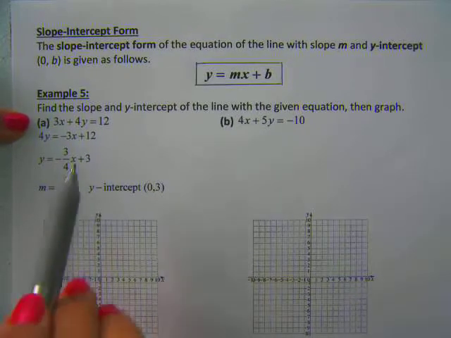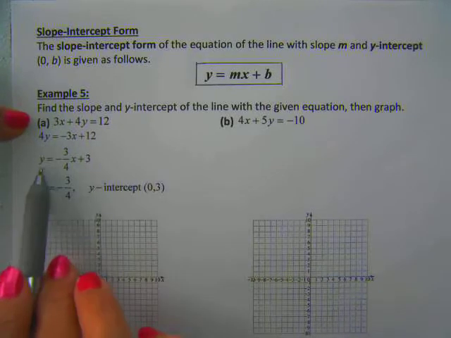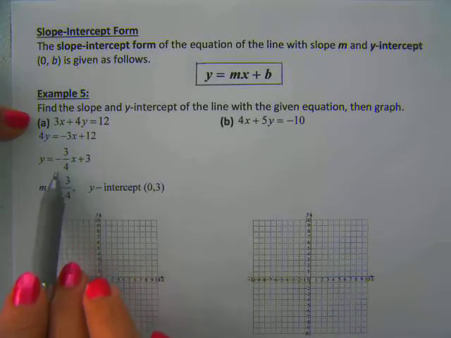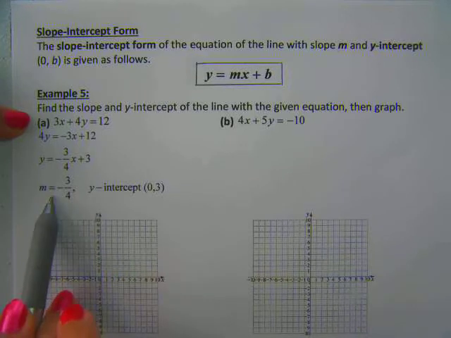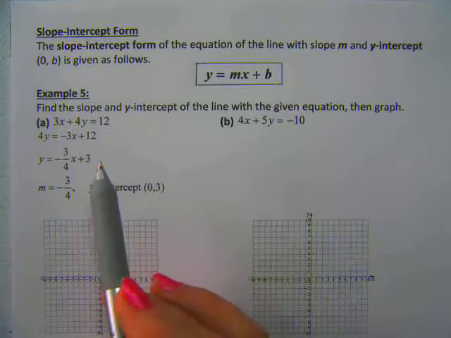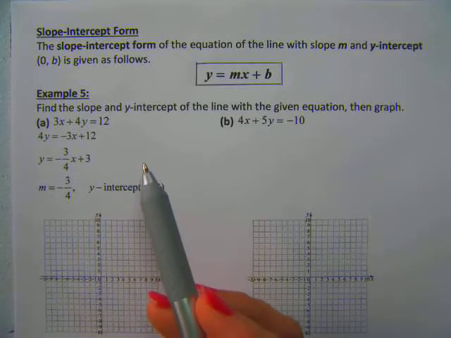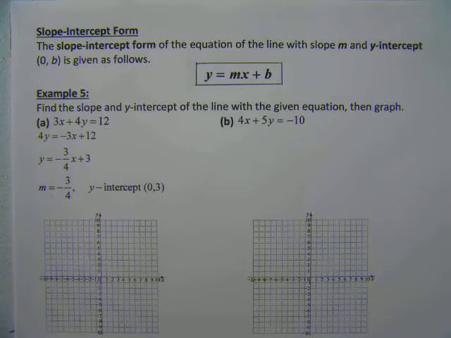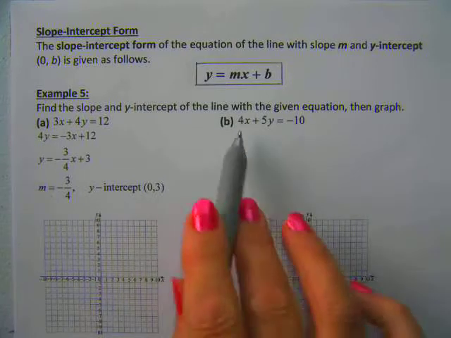Well, we need to solve for y. Once you solve for y, and for this one that's done for you, the coefficient of x is your slope. A common mistake is people putting the x next to it. The slope is just a number, there's no x with it. And the y-intercept is the 3. So let's work this one out.